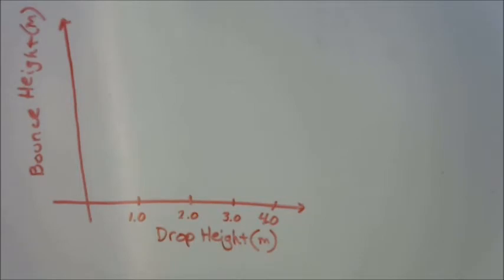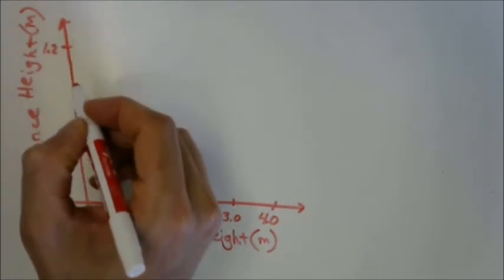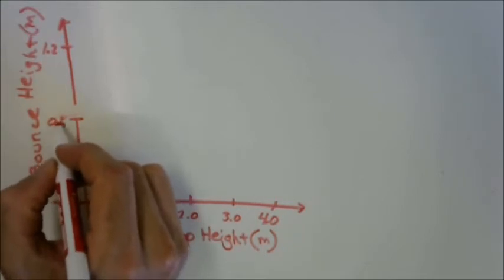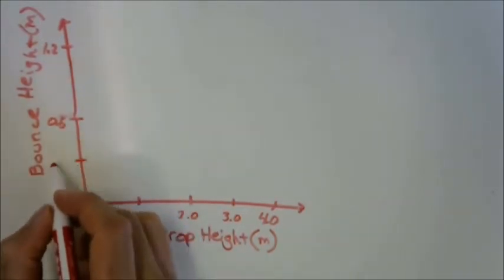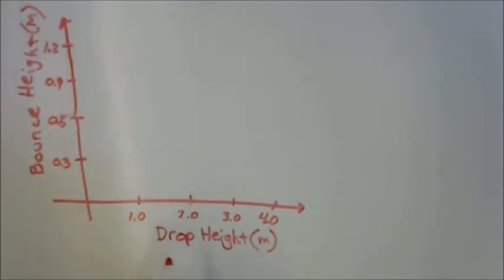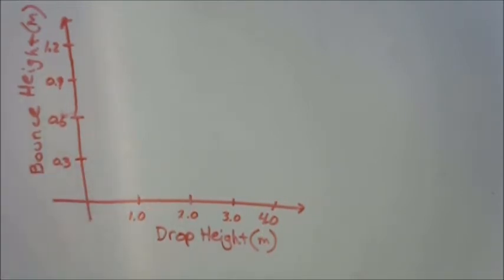What about our scale for bounce height, our dependent variable? How high do we need to go on that scale? 1.5. Sure, 1.2, 1.5, somewhere in that region. Okay, so I'm going to do my highest point as 1.2. Split it in half-ish, would be 0.6. Split that in half, I'd have 0.3 and 0.9. And that's probably enough for me to draw an accurate graph here.